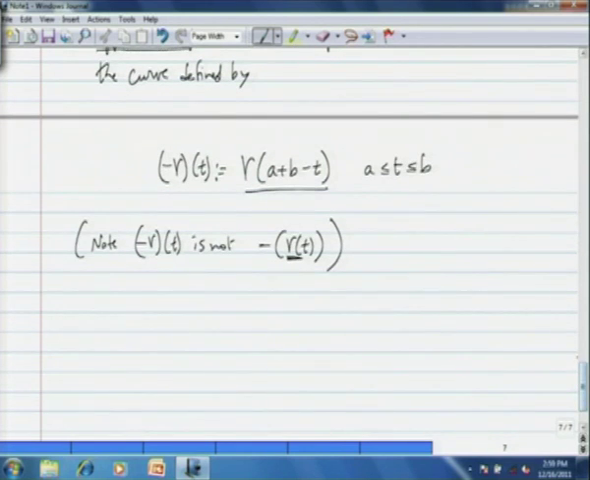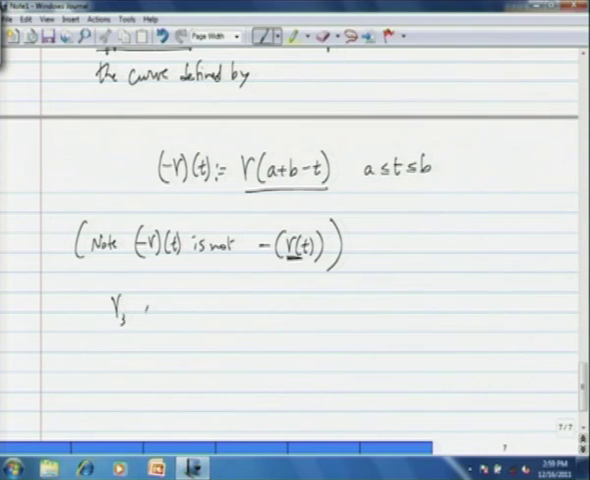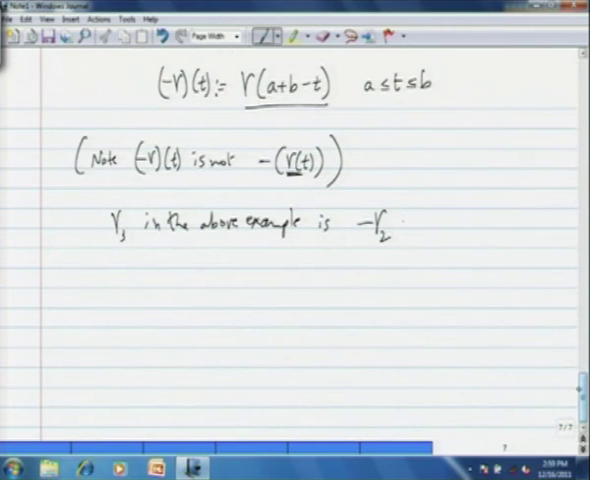Essentially, visually it is clear what we want to say: it is the same range traced in the opposite direction. So, it has an opposite implied direction to that of gamma, and the parameter interval stays the same. And so, gamma 3 in the above example is minus gamma 2.